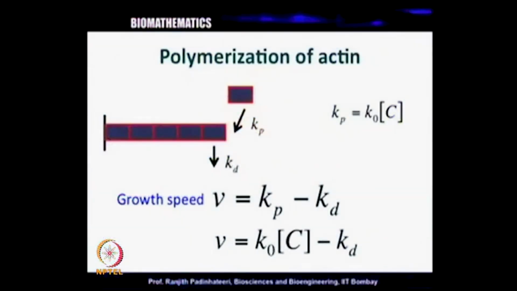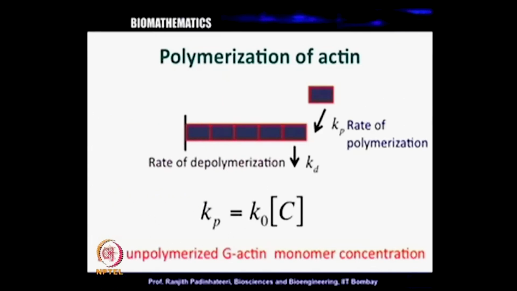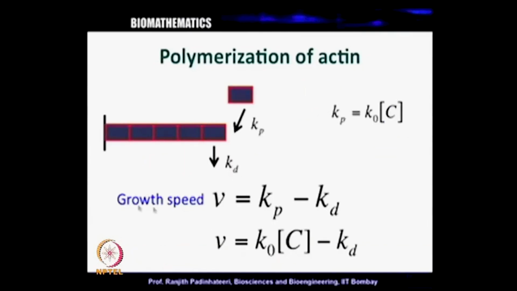Now let us look here. Once we understand that Kp is K0 times C, we can write down that the growth speed is Kp minus Kd, which is common sense again. The net speed is whatever polymerized minus whatever depolymerized. So, if you have 10 monomers polymerizing per second and 2 monomers depolymerizing per second, the net speed of the filament will be 8 monomers per second increasing.